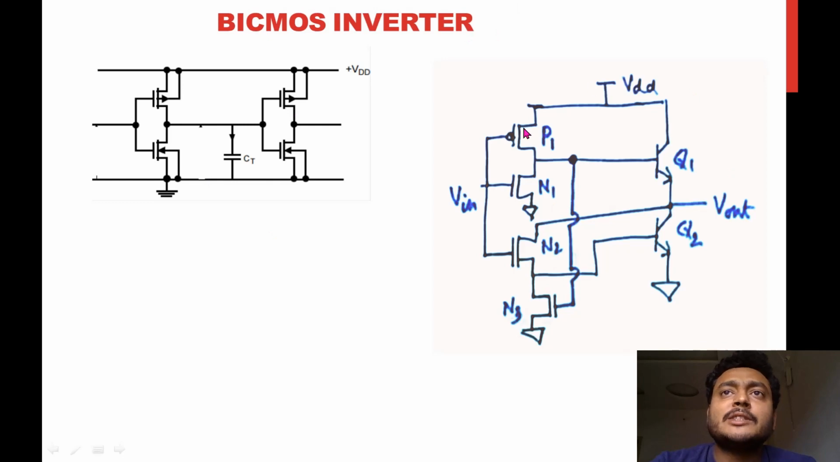This is the conventional, one type of BiCMOS inverter. You can have different ways of connecting BiCMOS circuits, so this is not the only one. Okay, so here what I have done is, this is your CMOS inverter.